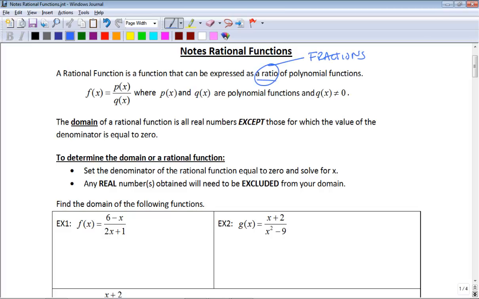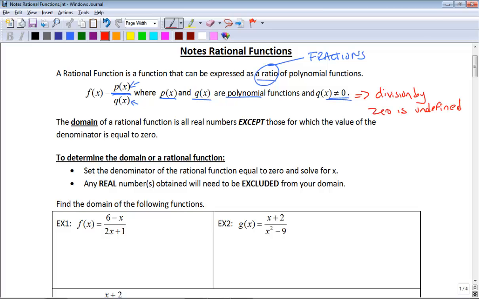So it's a function that is actually a fraction, and it can be expressed as a polynomial divided by another polynomial. So we typically think of it as f of x is equal to p of x over q of x, where both p of x and q of x are polynomials, and the only thing that we say is that q of x, or the denominator, cannot equal 0. And the reason for that is, again, as always, division by 0 is undefined.